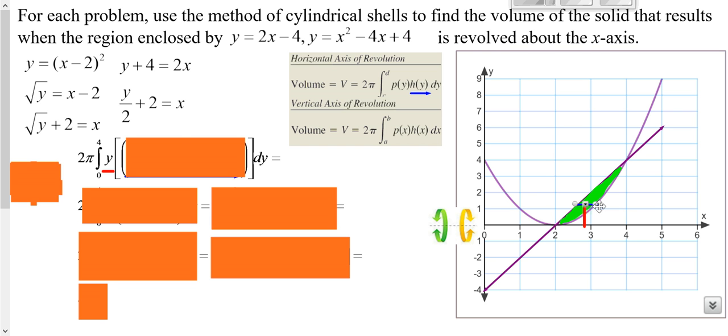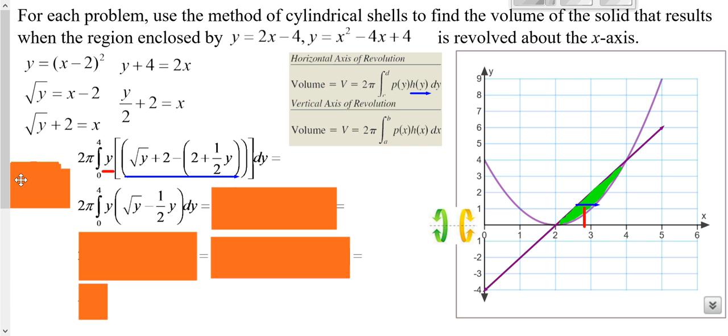Well, the right is our parabola, which is this right here, minus what's on the left. Well, that's our line, which is this right here. Well, we can go ahead and distribute through here, and in that case, our 2's would drop, and we'd be left with our root x and our minus 1/2 y. Still with our y in front, so we could distribute through that y into the parentheses, and now it would be pretty easy to integrate.